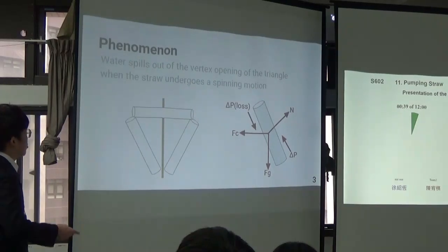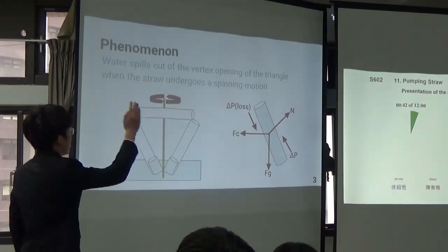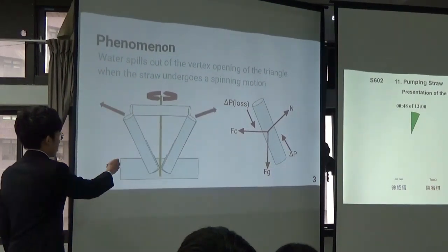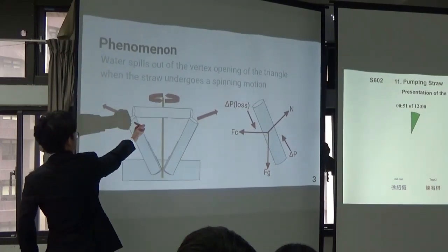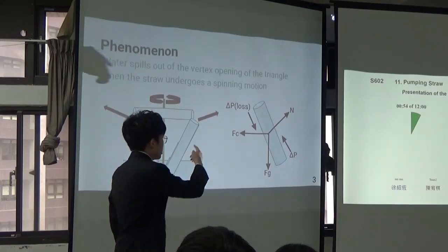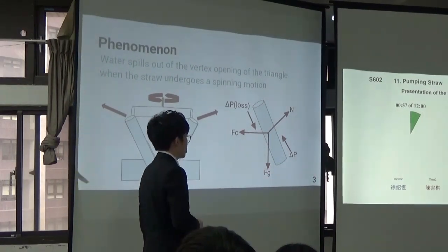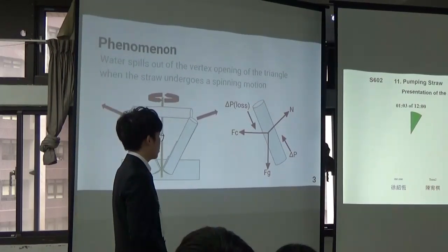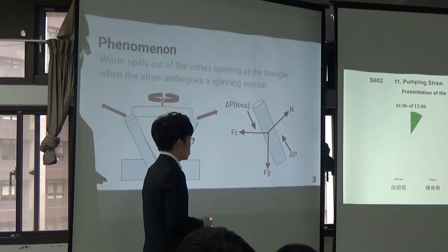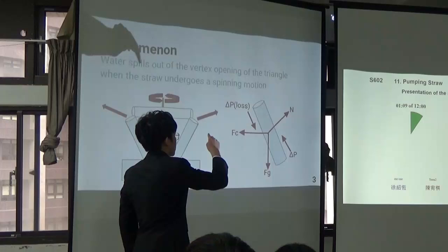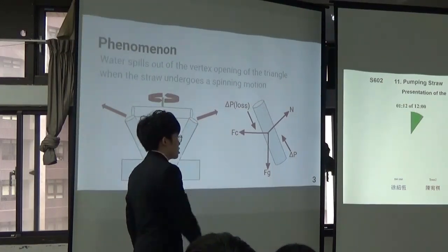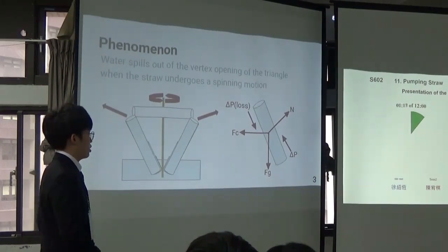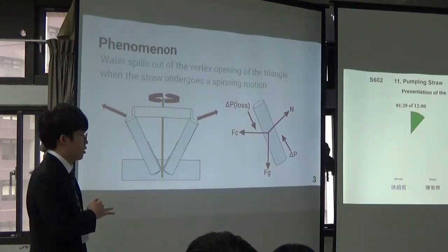So first, I would like to introduce the phenomenon. Basically, water spills out of the vertex opening of this triangle right here when the straw undergoes the spinning motion. And this is our force diagram. Fc refers to the pseudo-centrifugal force, or you can also call it a centrifugal force, and Fg refers to the gravitational force, P refers to the pressure due to Bernoulli's principle, and N is the normal force, and pressure loss is the pressure loss during the motion because of the friction between the fluid and the wall of the straw.